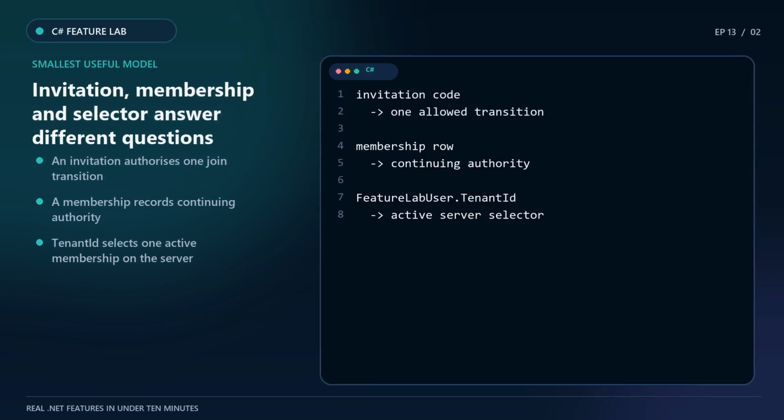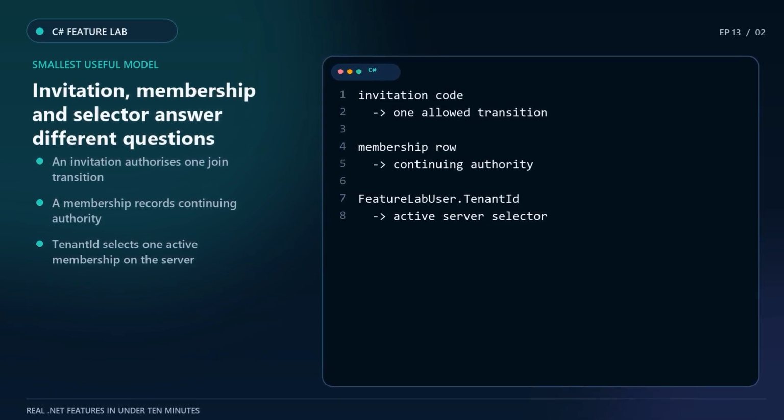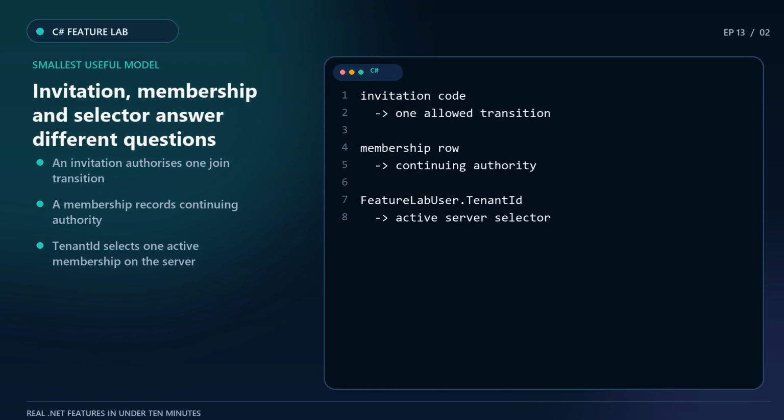Keep three concepts separate. An invitation is a short-lived capability for one transition. The account matching one unique normalized email may join one tenant before an expiry time. A tenant membership record is durable authorization state connecting that user and tenant afterward. FeatureLab user.tenantID remains, but only as the server-owned selector for the active membership.